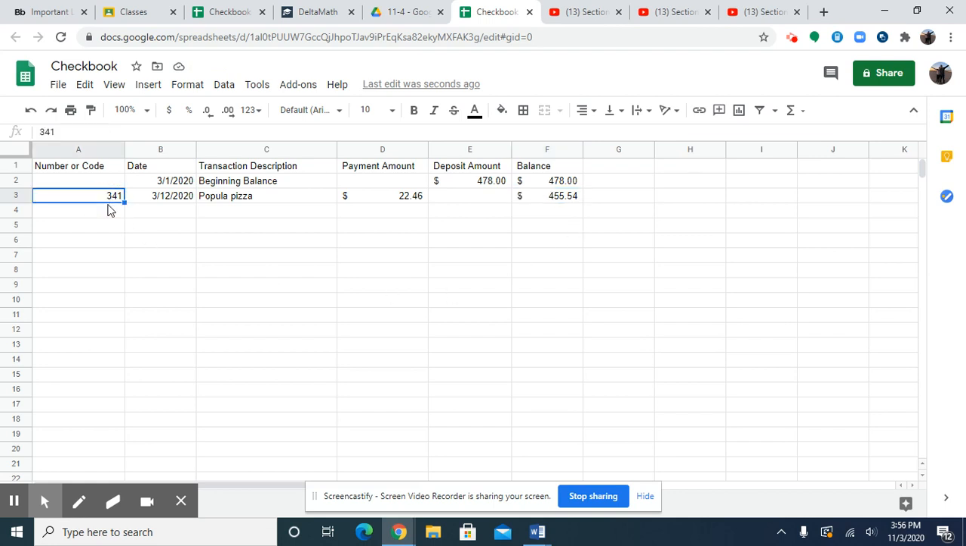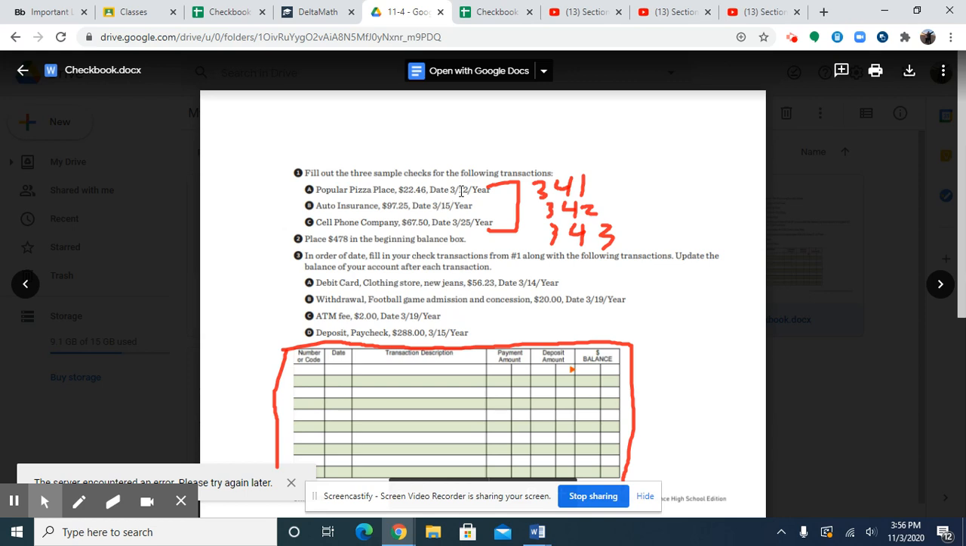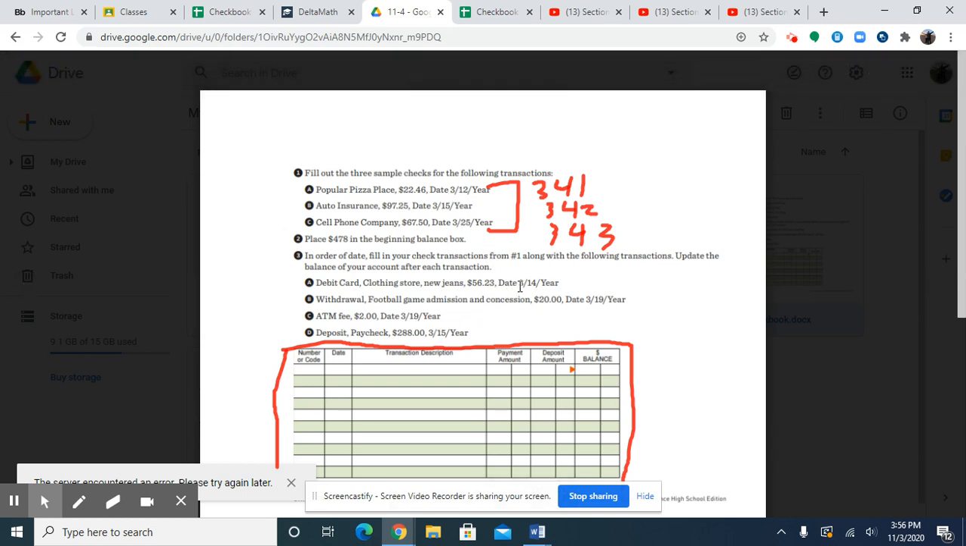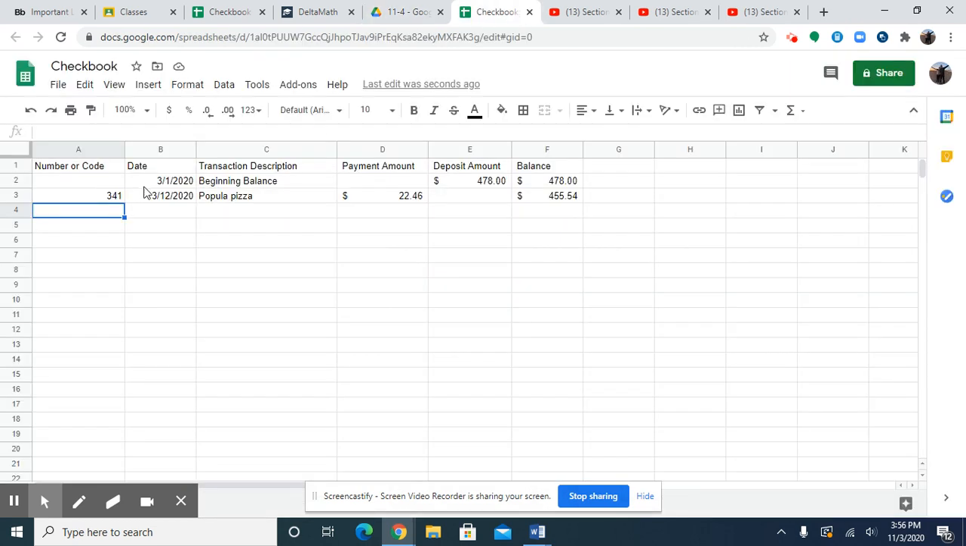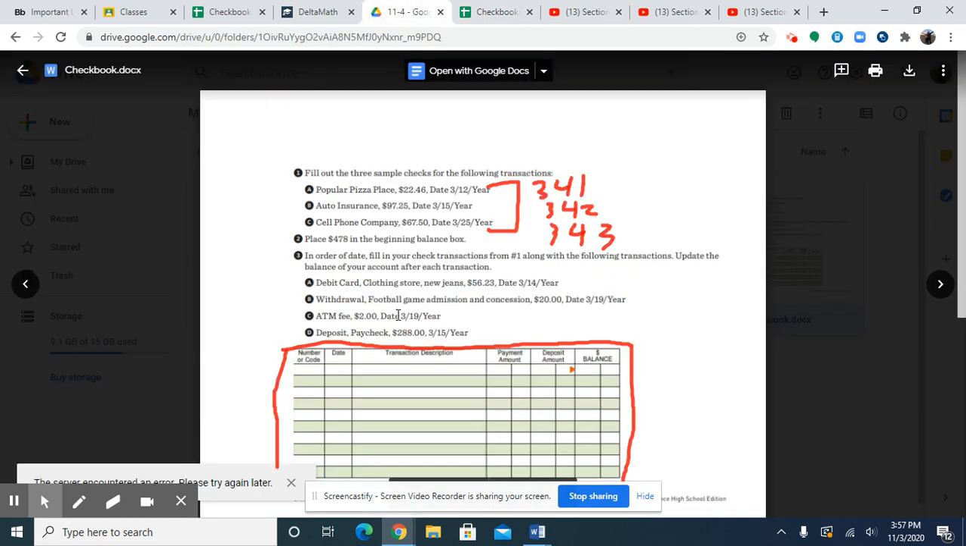So let's go back to our second transaction. I think the second transaction would be this, a debit card at a clothing store. We don't really have a code there, so what we can do is just put debit card, that we used our debit card. So I can put DC. And the transaction was on the 15th. And we're going to put jeans. And we paid a total of $56.23. Okay, so we're going to put all these transactions in there.